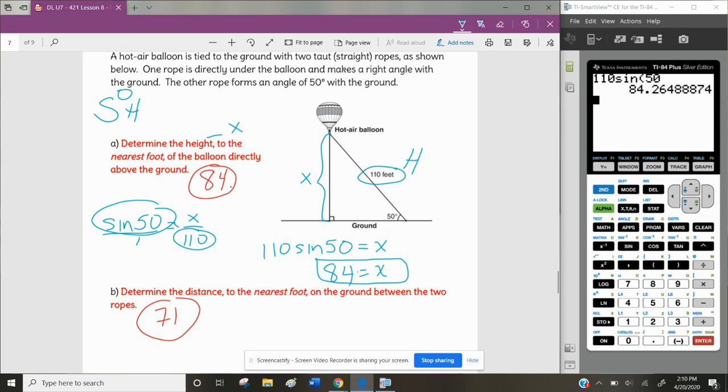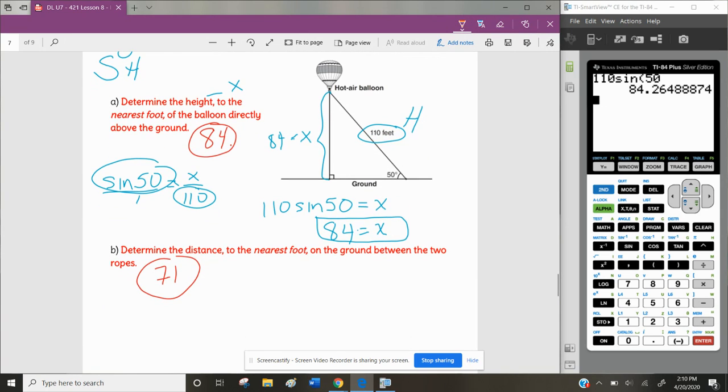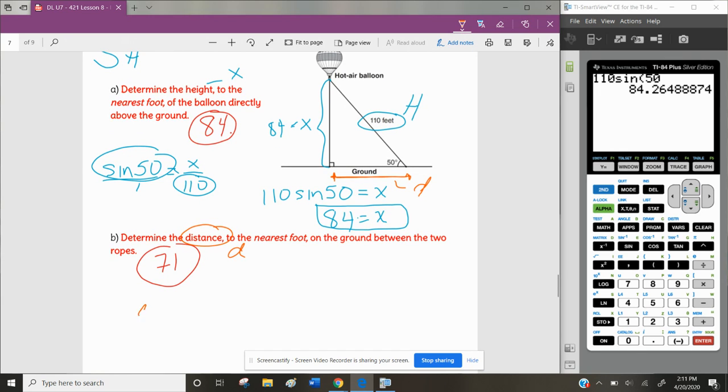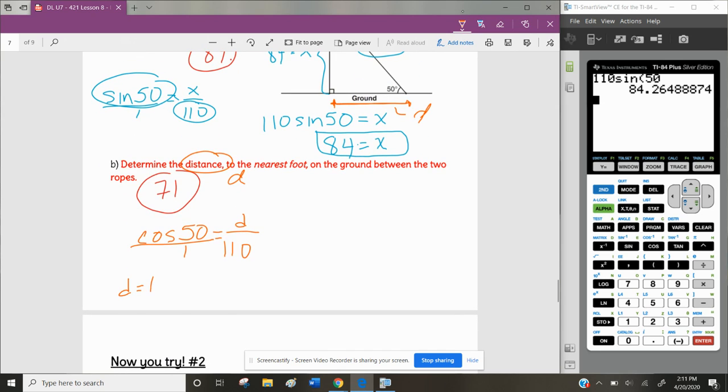All right, and now we're going to add that to information that we know. We have lots of options for the second part, for part B. So now that we have 84, what could we do? Well, we didn't need that at all to find the distance on the ground, which is this distance here. So I'm going to call that D. All right, so I could have just used cosine of 50 degrees equals the adjacent D over my hypotenuse of 110. And when I solve that, I'm going to get D equals 110 times the cosine of 50.